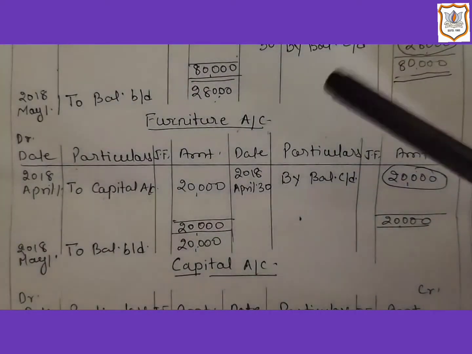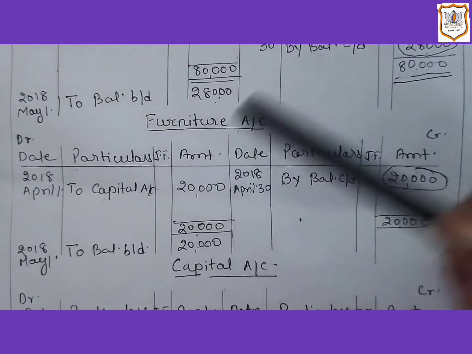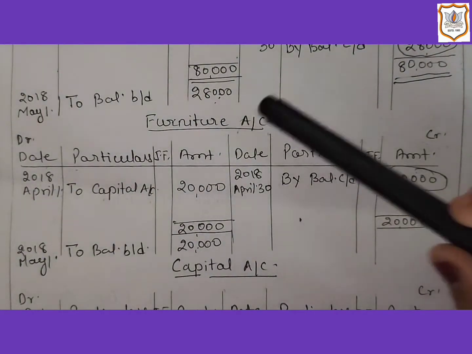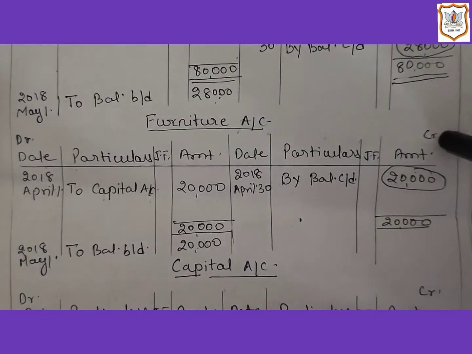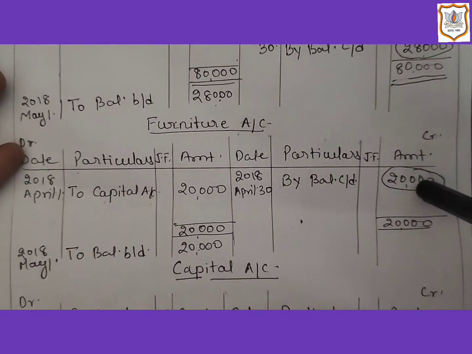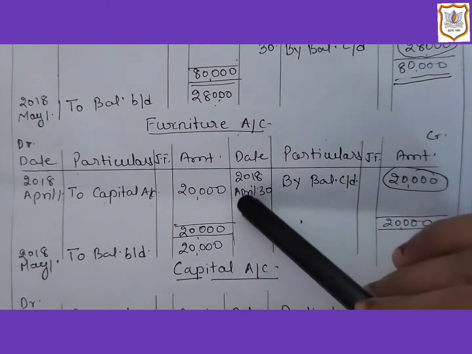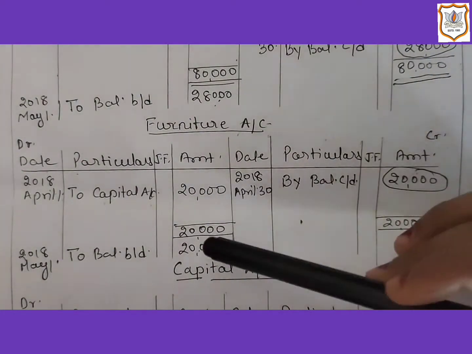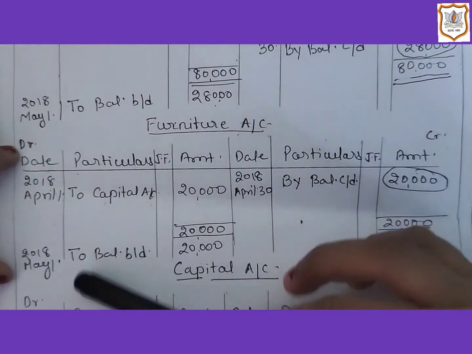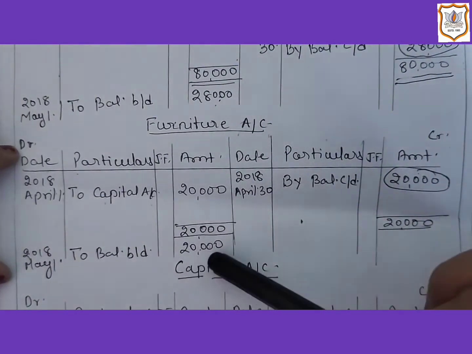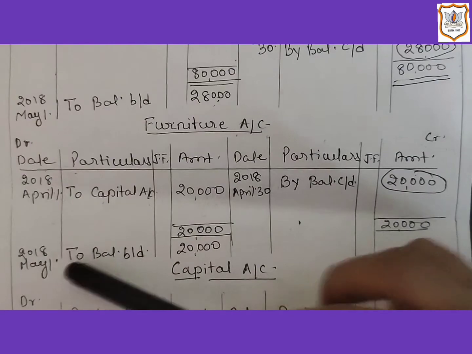Now let us see the furniture account. Here in the furniture account, we have rupees 20,000 on the debit side, but there is no amount on the credit side. So definitely the difference will appear on the credit side, that is 20,000. So here we will write "By balance c/d", carried forward, date April 30. Now this will be the opening balance of the next period, that is we will write "To balance brought down", amount 20,000 on the debit side, date 2018 May 1st.